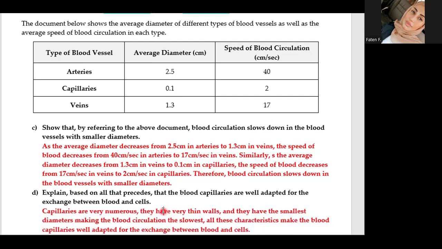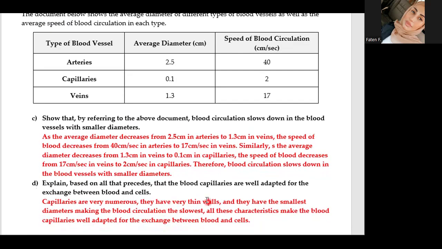Okay? What are they? They are very numerous, they have very thin walls, these we took from the question, they have the smallest diameters, the blood there is the slowest, and this allows the exchange to be made.